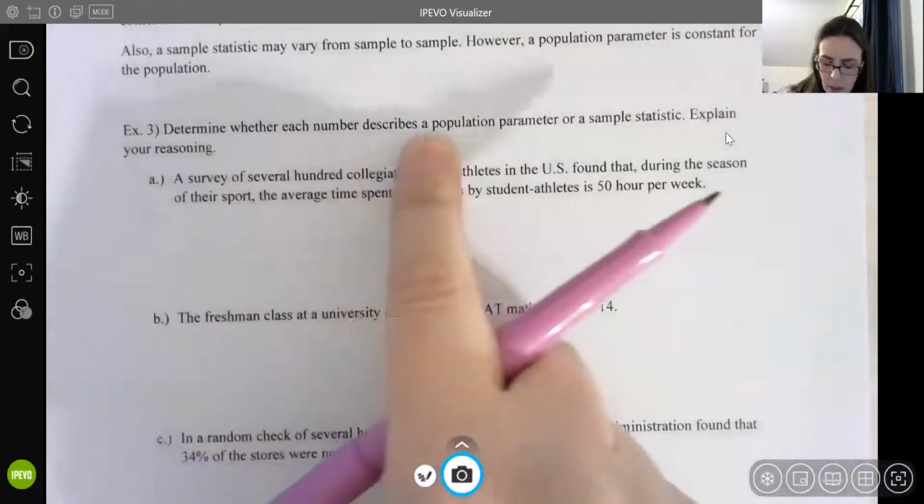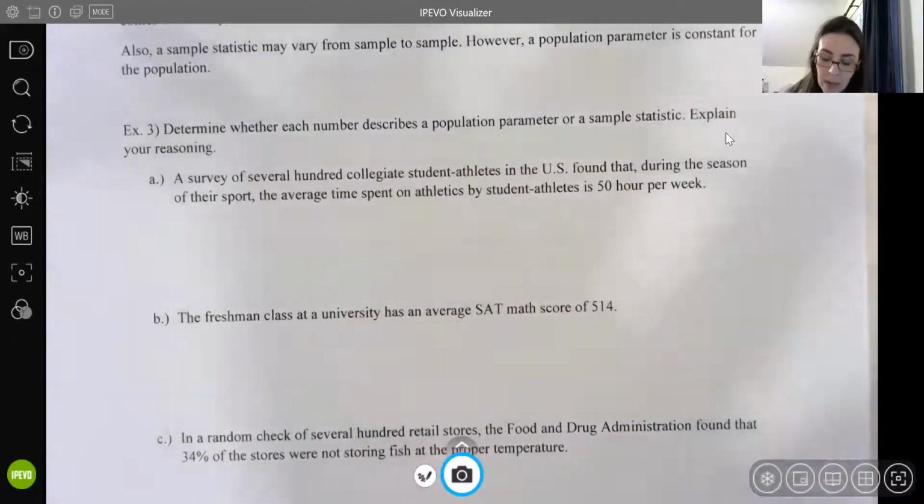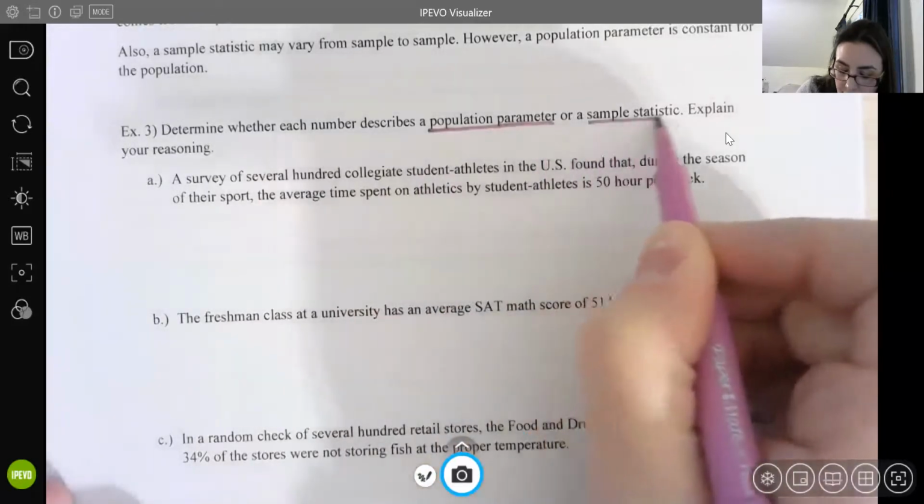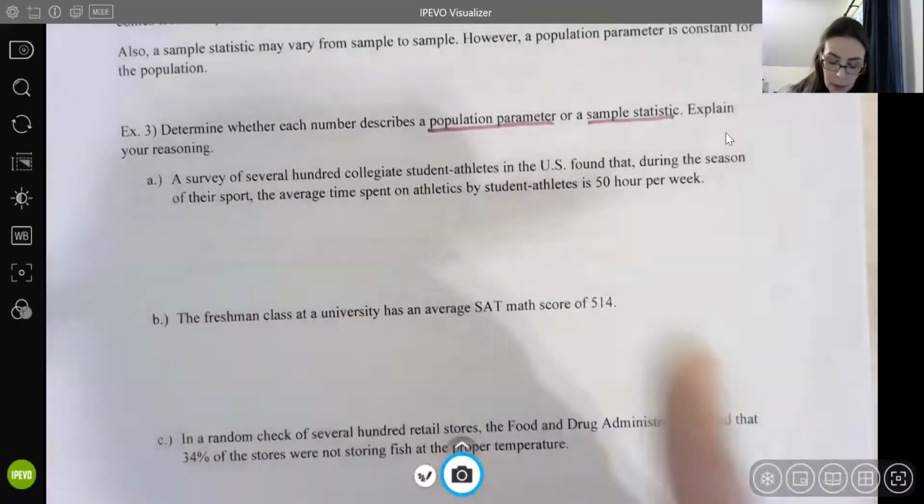Determine whether each number describes a population parameter or a sample statistic. So does it come from a population or does it come from a sample? So let's read the first one.